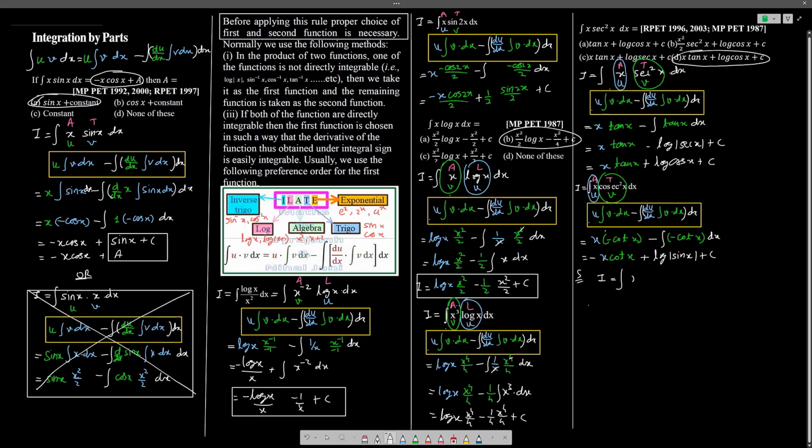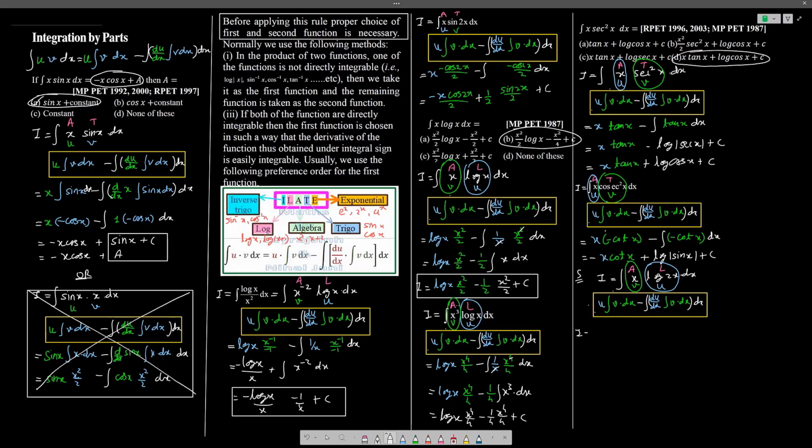We have to integrate x log 2x dx. X is an algebraic term and log x is a logarithmic term. So log 2x will be considered as u and x will be considered as v. We are ready to apply the formula. Your I will become, say, in the first term, u as it is, integration of v.